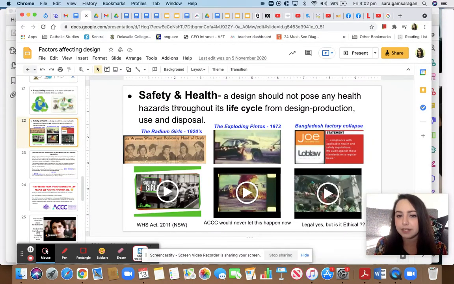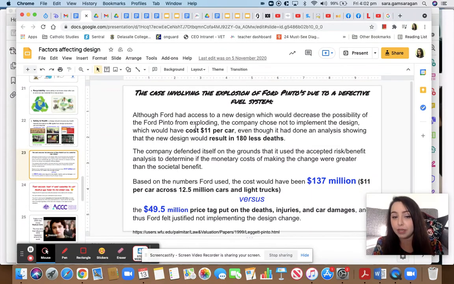So remember, safety or health and safety can refer to two things. It can refer to the safety of the consumer when they buy the product, so that they're not hurt. The example of that we looked at in class was the exploding Pintos, 1973, the cars, and how Ford was happy to let 180 people die and pay $49.5 million to the families to say, sorry, they died, here's a payout, as opposed to fixing the actual problem in the cars, which would cost $11 per car, but there were so many cars made that it would cost the company $137 million.